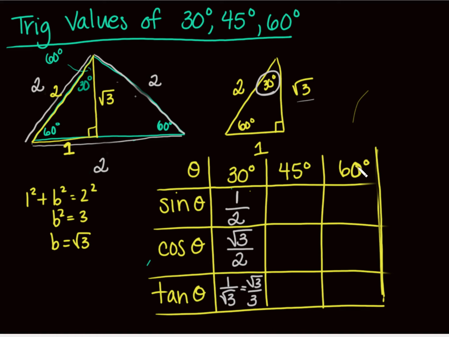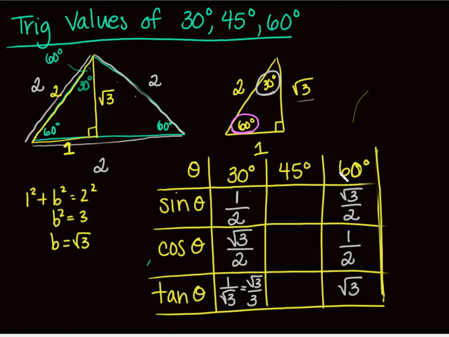Let's skip 45 and go to 60. So now I'm going to come over here and look at 60 degrees. What is the opposite of 60? The opposite in this case is going to be root 3, and my hypotenuse is 2. If I look at 60, now the adjacent is actually the 1, and so the cosine of 60 is 1/2. And then the tangent of 60 is opposite over adjacent. That's root 3 over 1, which is just root 3. And you notice there are some correlations here.